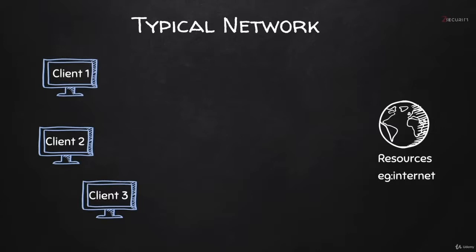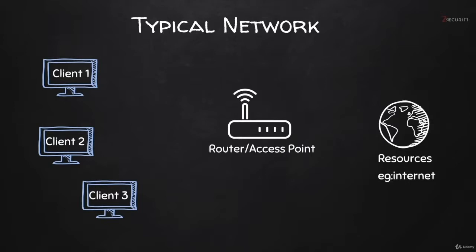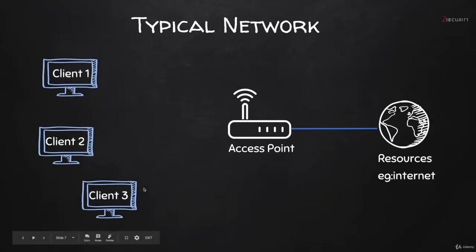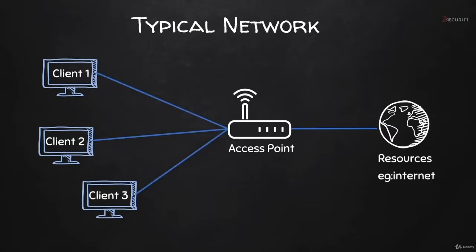They have a device that is considered a server. Now, in many cases, for example, in your home network, this server is your router. This is also referred to as an access point. Now, this router or server or access point is the only device that has access to the resource. So none of these clients have direct access to the resource even after connecting to the network. The only way they can access the resource is through the access point.